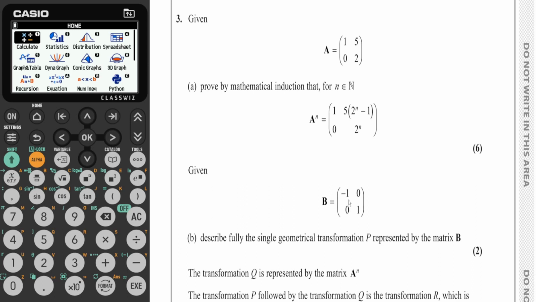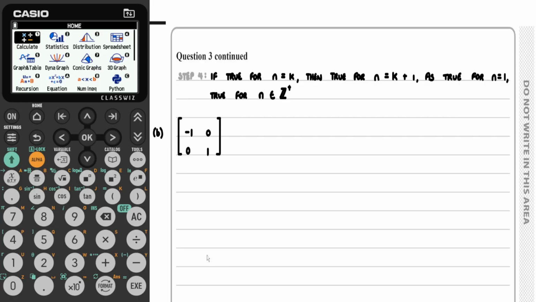Given the matrix B, which is equal to [[-1, 0], [0, 1]], part b, describe fully the single geometric transformation P represented by the matrix B. We've got this matrix B, which is [[-1, 0], [0, 1]]. If I apply this matrix to a general point (x, y), we get the point (-x, y). And so what's happened is this point has been reflected in the y-axis to get this point, meaning the matrix B would represent a reflection in the y-axis.